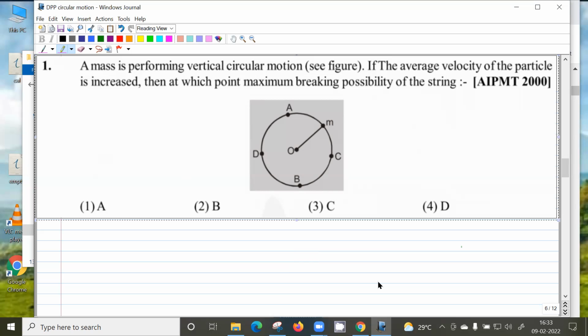So the string will break when the tension exceeds a certain limit, right? Yes, sir. So at what position is the tension in the string maximum? When it is at the top, towards the right... At A, point A. No. See, the thing that's going to vary is the centrifugal force, right? mv square by r.